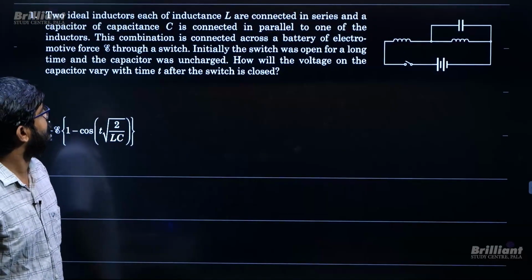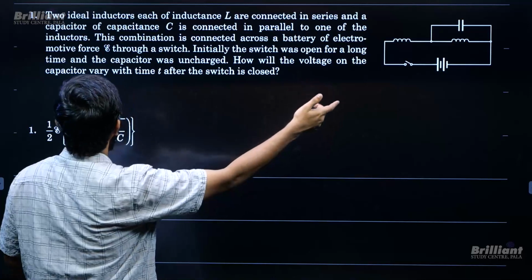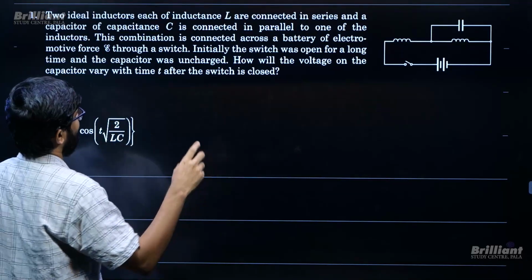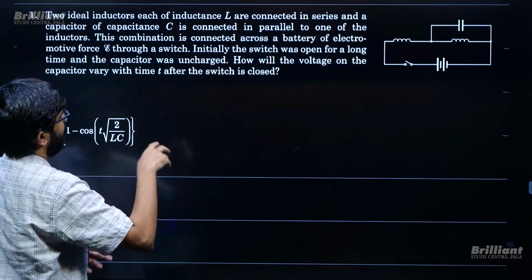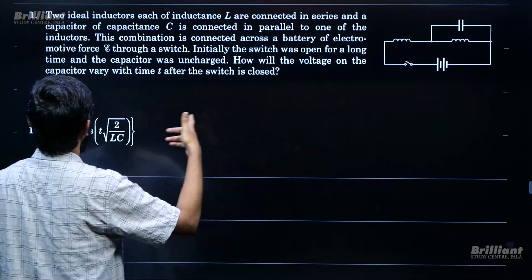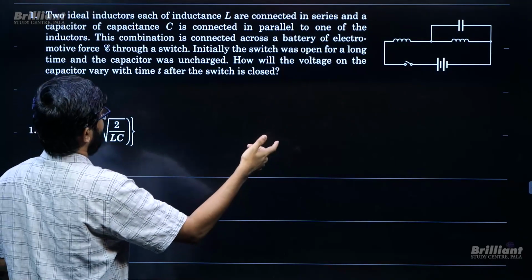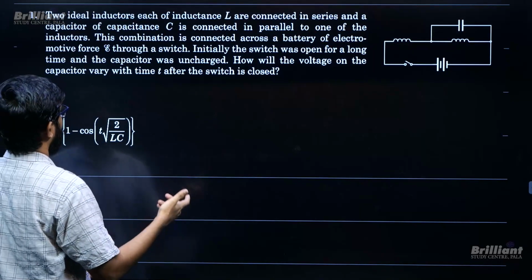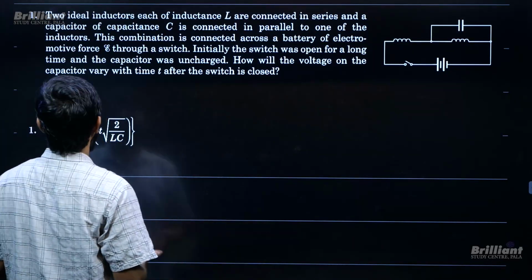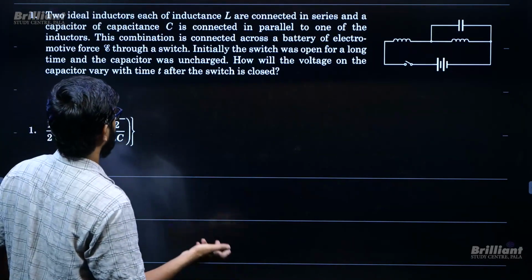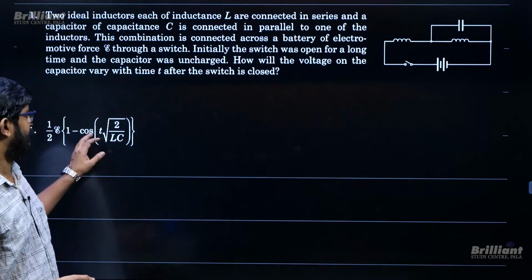Two ideal inductors, each of inductance L, are connected in series and a capacitor of capacitance C is connected in parallel to one of the inductors. This combination is connected across a battery of EMF E through a switch. Initially the switch was open for a long time and the capacitor was uncharged. How will the voltage on the capacitor vary with time after the switch is closed? This is the answer.